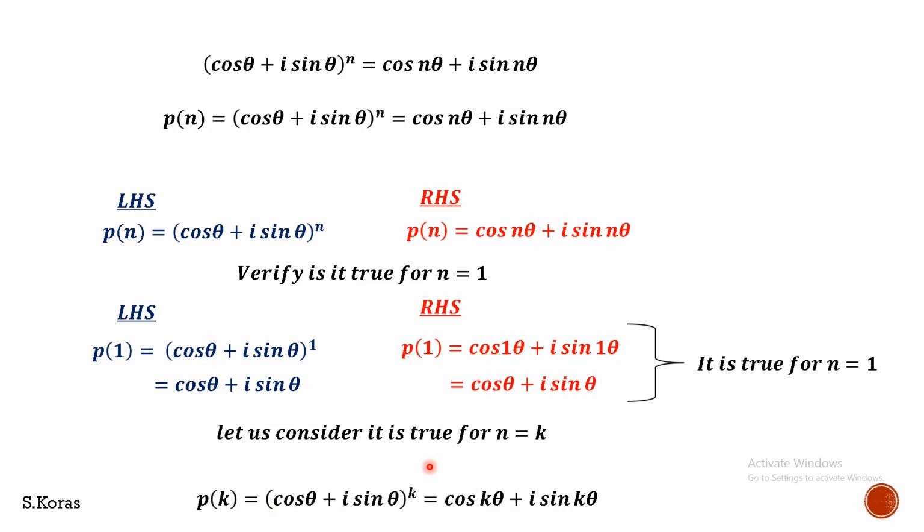Using this statement, that is cos theta plus i sin theta the whole power k is equal to cos k theta plus i sin k theta, we have to try to prove for n is equal to k plus 1. So let us check, is it true for n is equal to k plus 1.